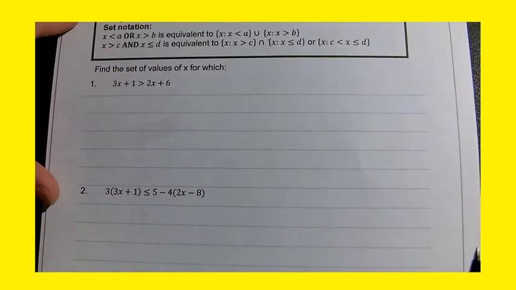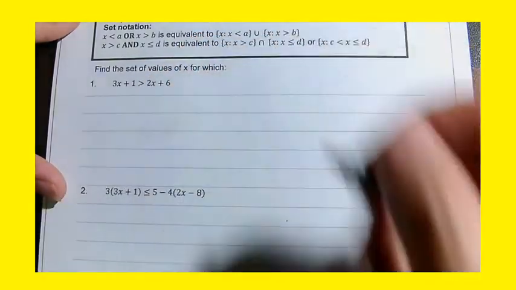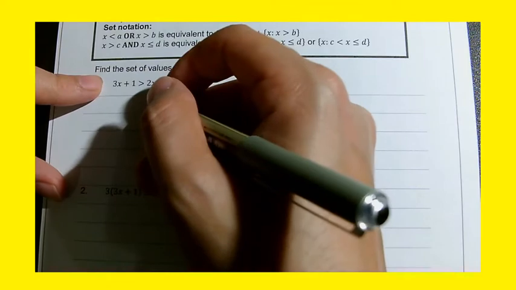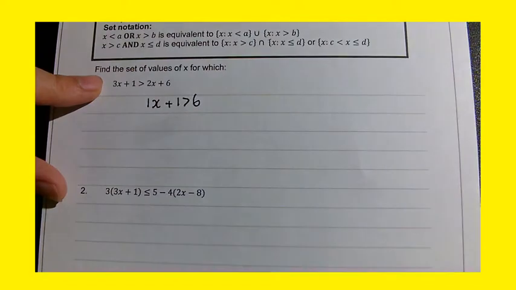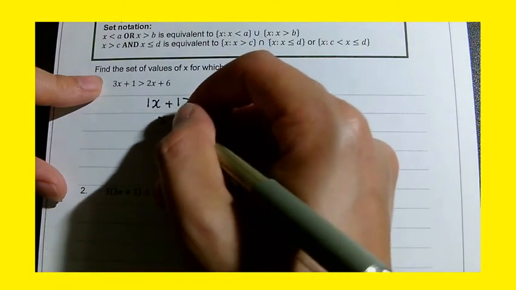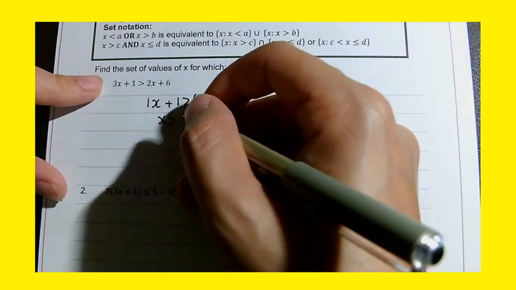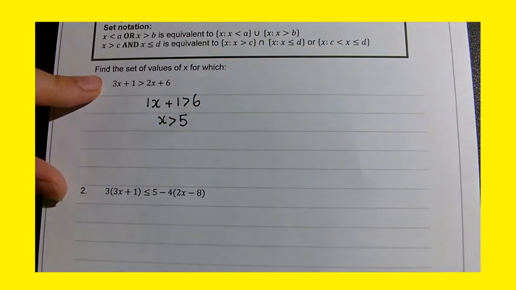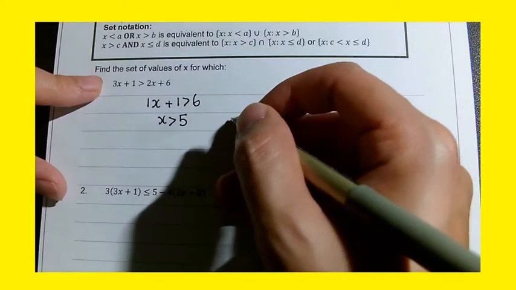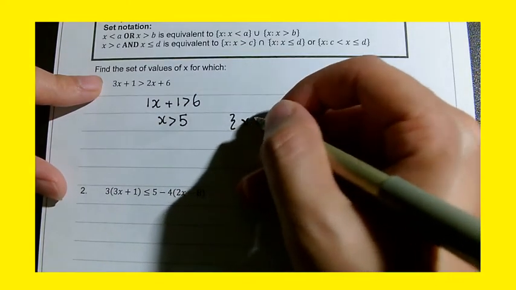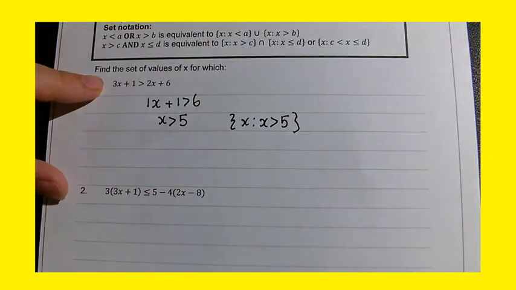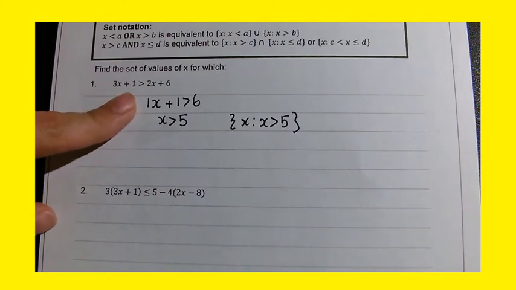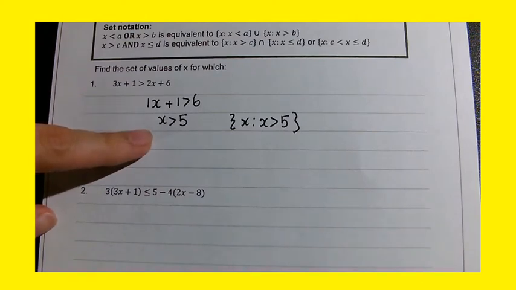So 3x plus 1 greater than 2x plus 6. So what I'm going to do is I'm going to subtract 2x from both sides. Okay, I'm then going to take away 1, and that's my final answer. However, I'd like this in set notation, so I'm going to write a bracket. Okay, so the set of x values which satisfy this inequality are all the x values greater than 5, and in terms of set notation I've written it like that.